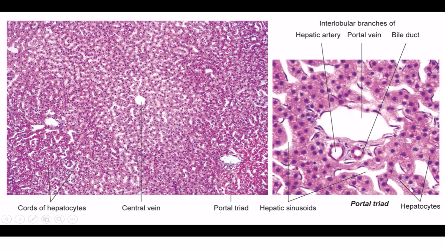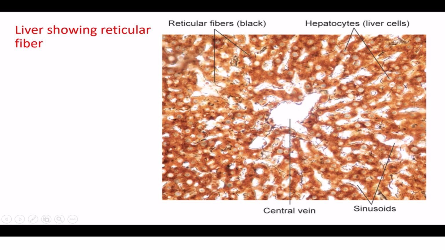So you can see here, this is the classical liver lobule with the central vein and the portal triads at the periphery. You can see here in the portal triad, the hepatic arteriole, the bile ductule, and the portal venule. So there's a special stain to show the black colored reticular fibers here, type 3 collagen fibers which are forming the framework.